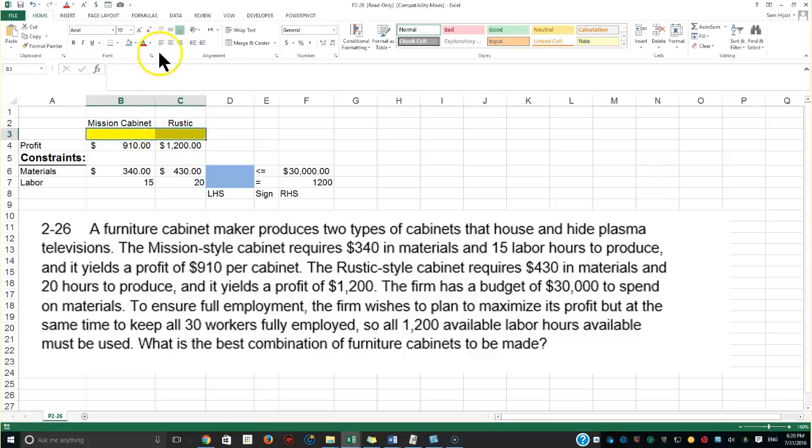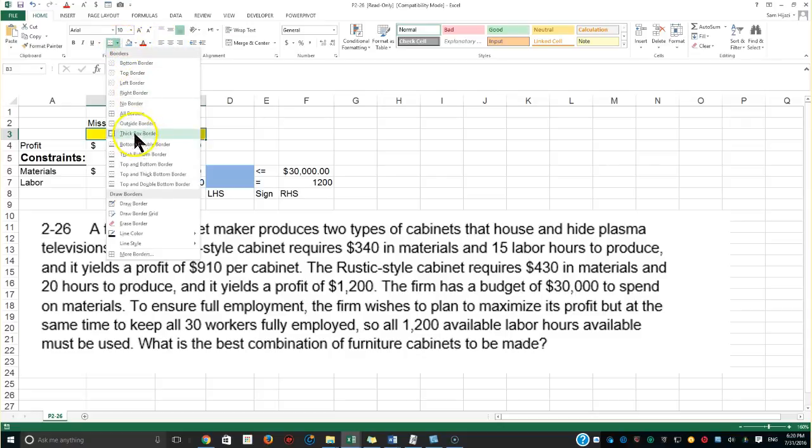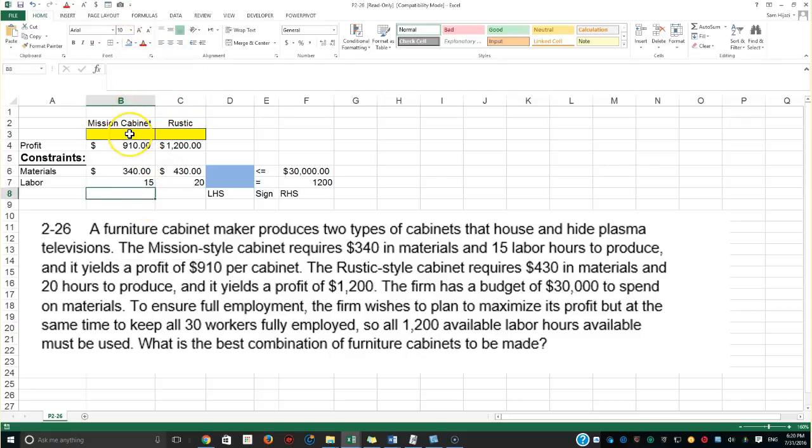Here is where the calculation will tell us how many Mission cabinets I need to manufacture and how many Rustic cabinets I need to manufacture, based on the fact that this is going to give me a profit of $910 and this is going to give me a profit of $1,200. This is the coefficient in order to produce one Mission cabinet, and this is the coefficient to produce one Rustic cabinet.